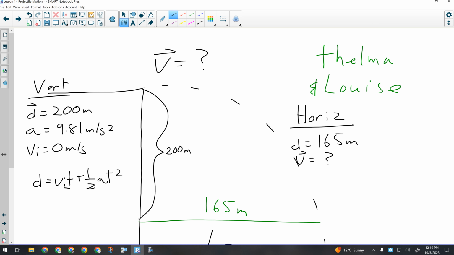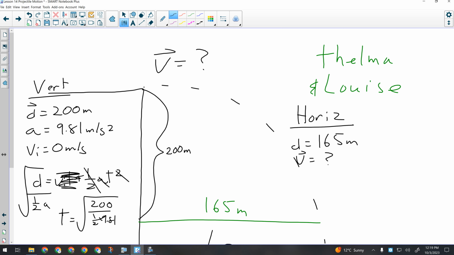Okay? Since VI is 0, I can get rid of that, and I'm solving for t. So d divided by 1/2 of a square rooted should give me t. So t will equal the square root of 200 divided by 1/2 times 9.81.